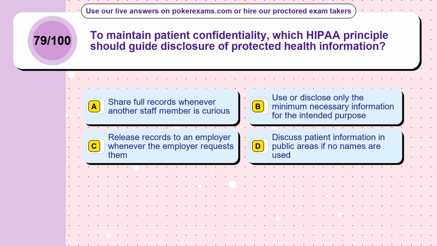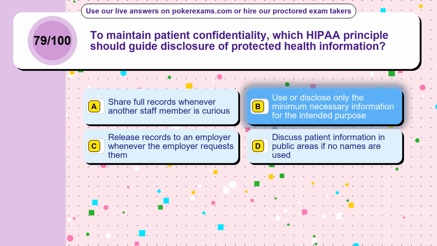Question 79. To maintain patient confidentiality, which HIPAA principle should guide disclosure of protected health information? Option A. Share full records whenever another staff member is curious. Option B. Use or disclose only the minimum necessary information for the intended purpose. Option C. Release records to an employer whenever the employer requests them. Option D. Discuss patient information in public areas if no names are used.